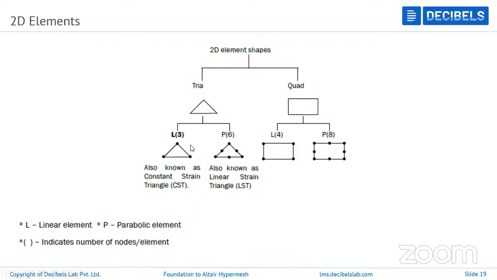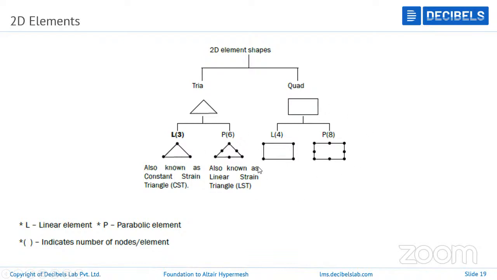This is the first order element, which means only the corner nodes are selected, whereas in the linear triangles, or the second order, we can see there is a mid node between these two. There is a mid node between these two. Likewise, the quad is divided into 2. This is a 4 corner node, a 4 noded element. This is an 8 noded element.